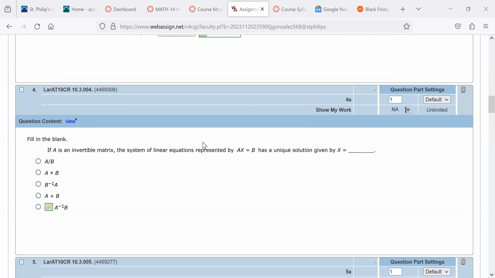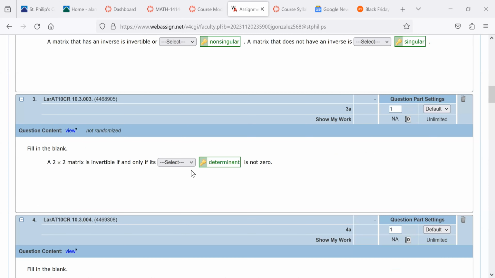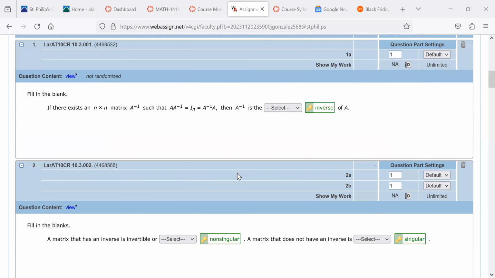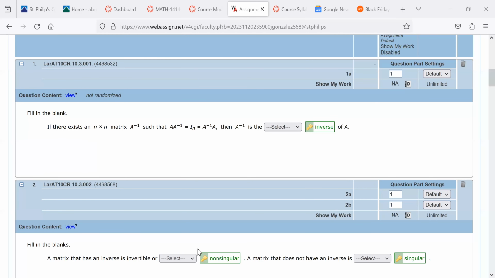There are a few requirements for a matrix to be invertible. Basically, it needs to be square, so n by n. And if you augment it with the identity, it needs to have a solution.